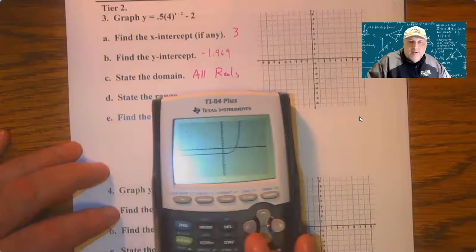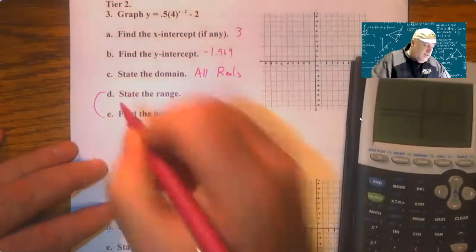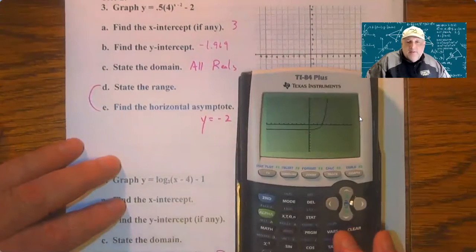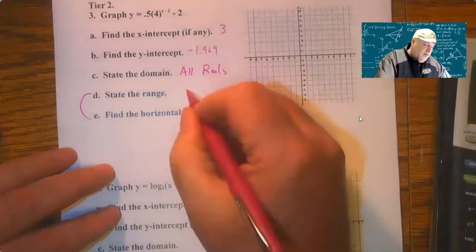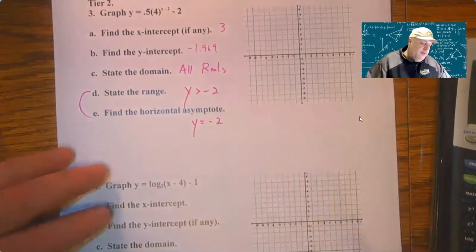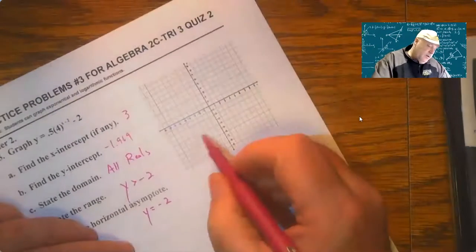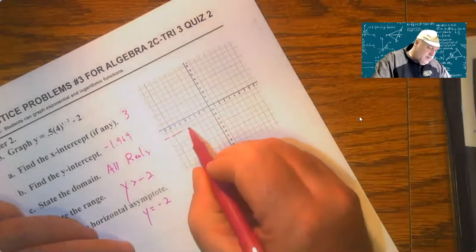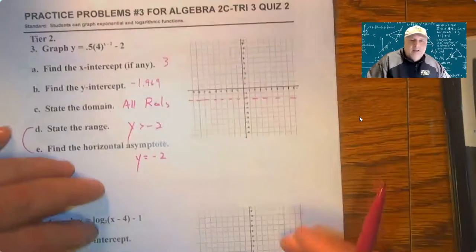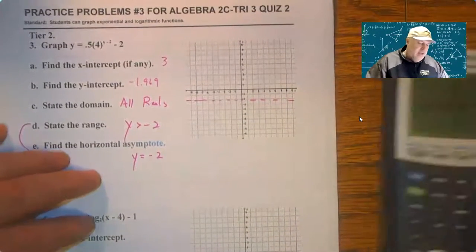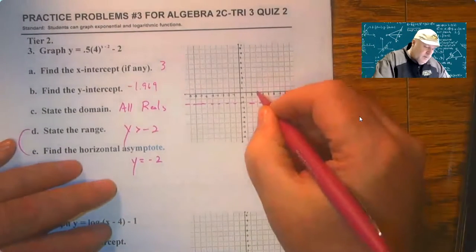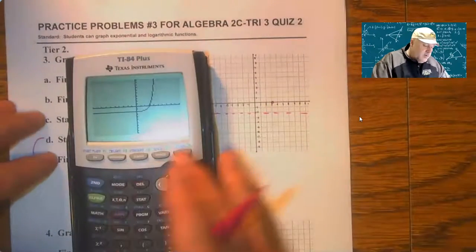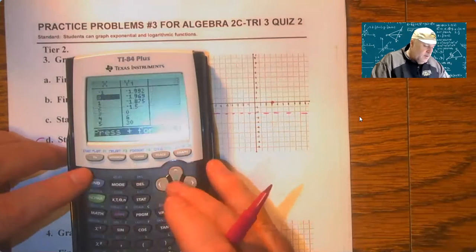Okay, so is the range, so these are related, is it greater than -2 or less than -2? It's greater than -2 because it's sitting above it. So literally, if you just wanted to kind of draw a dashed line through here, that graph's going to get really close to that dashed line. And you just need to make sure that you show that.